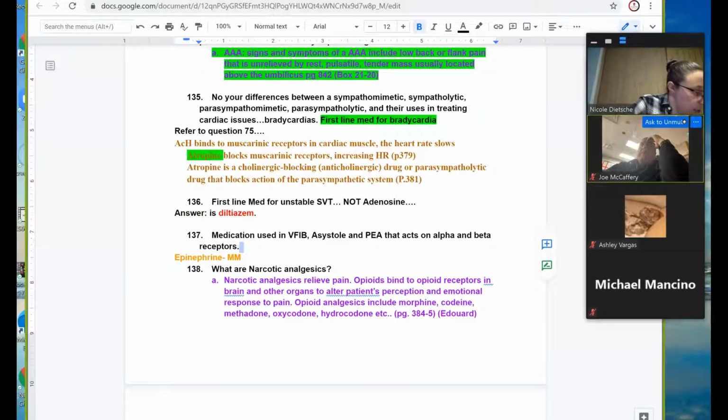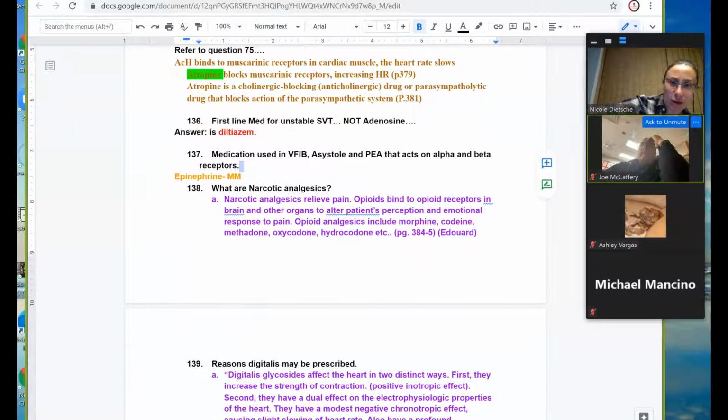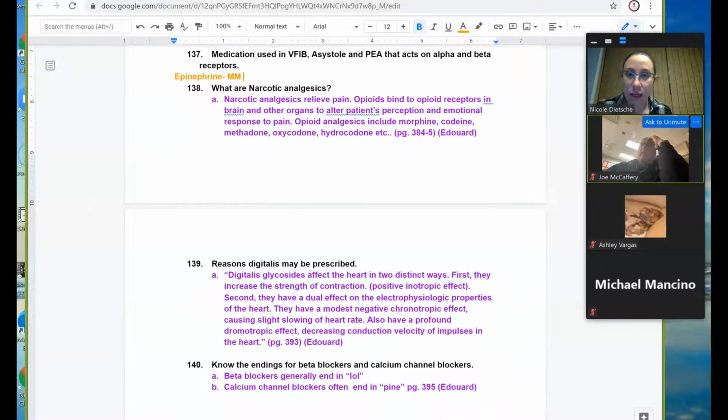First line for SVT. Yep, that's right. I think I gave you that one. In 36, I gave you that one because it's all weird. Epinephrine is not wrong either. Right, actually that is right. Just kidding, I read the wrong question. Ignore me.